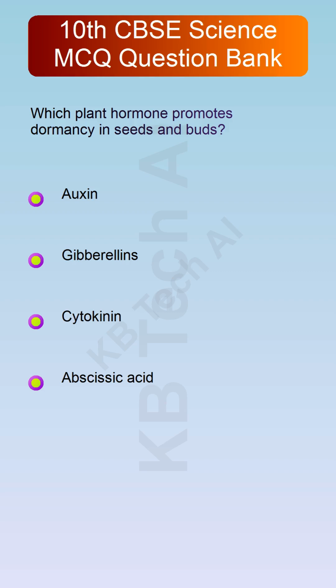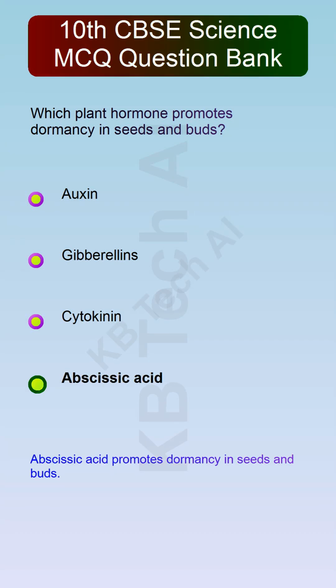Which plant hormone promotes dormancy in seeds and buds? Option 1, auxin. Option 2, gibberellins. Option 3, cytokinin. Option 4, abscisic acid. The answer is Option 4, abscisic acid.